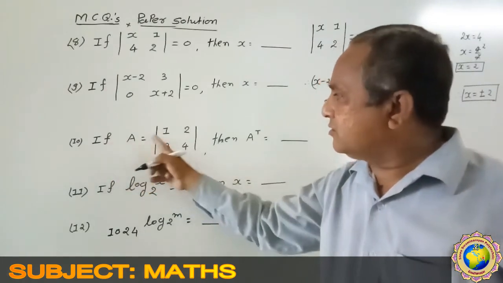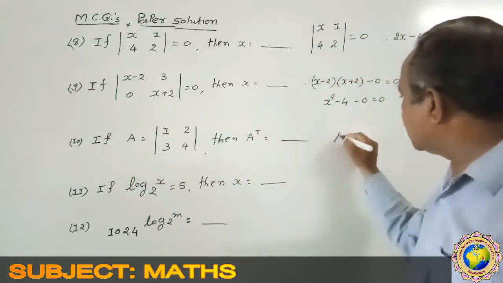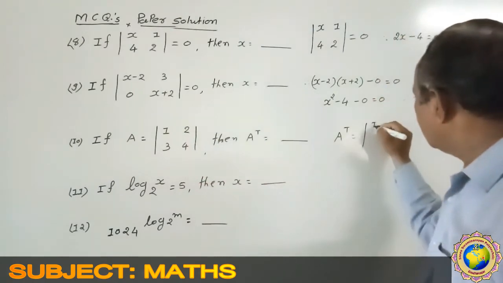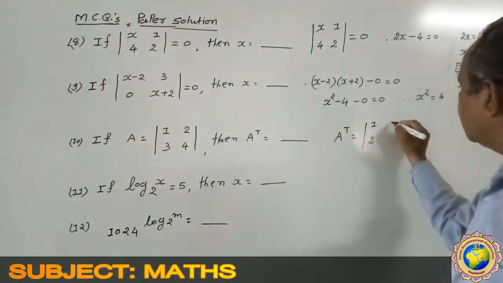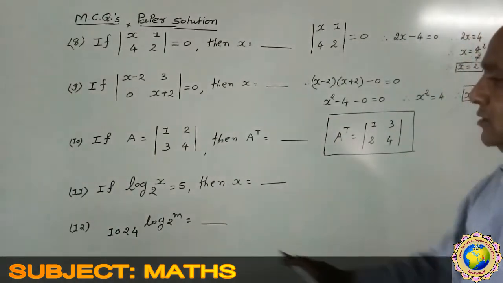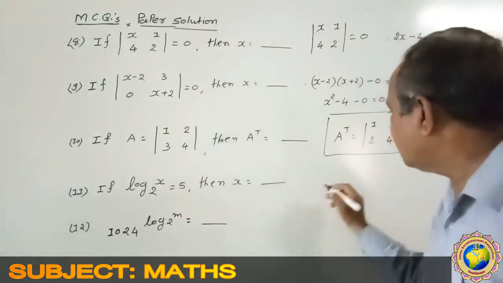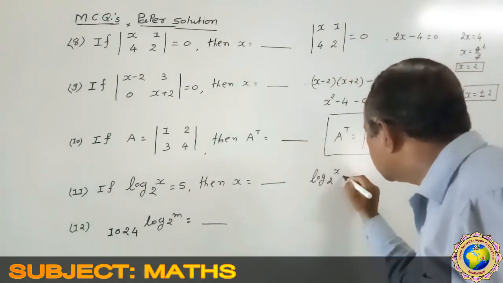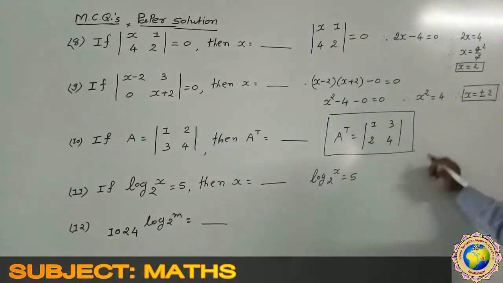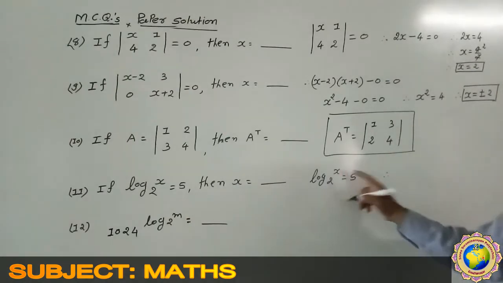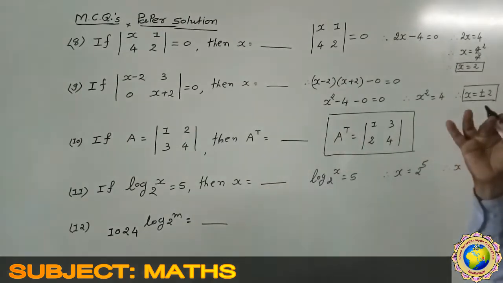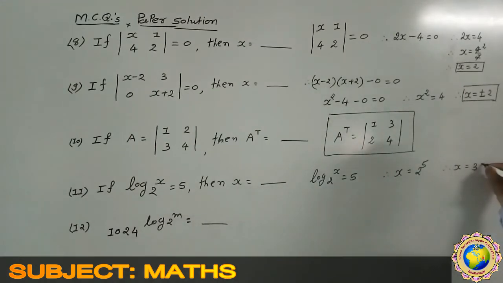MCQ number 10. A is equal to 1, 2, 3, 4, then transpose matrix. So transpose matrix changes row into column. 1, 2 first row, then 1, 2 first column. 3, 4 second row, then 3, 4 second column. This is your transpose matrix. Now here, if log x base 2 is equal to 5, then find the value of x. Here log x base 2 is equal to 5, then x is equal to 2 raised to 5. So 2 raised to 5, 2 multiplied by 2 multiplied by 2 multiplied by 2 multiplied by 2, that is equal to 32.